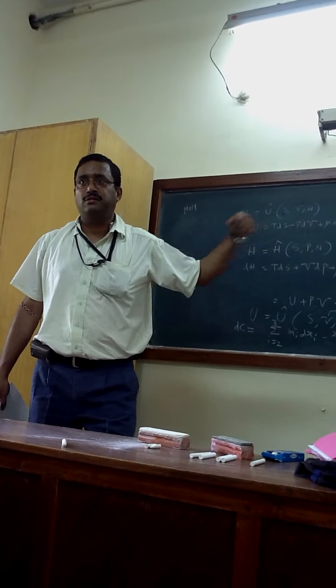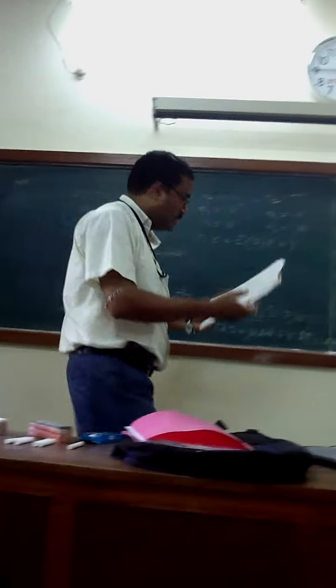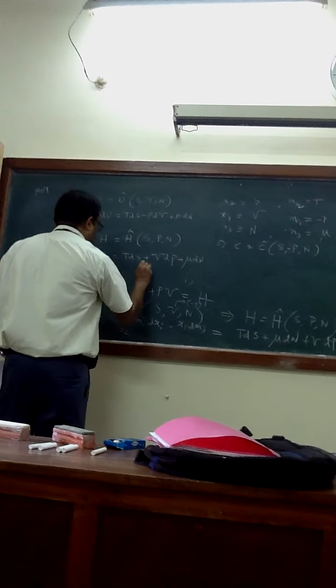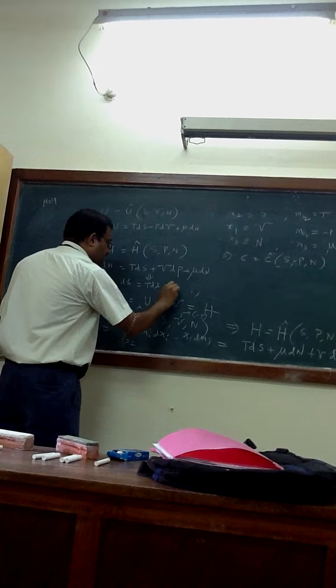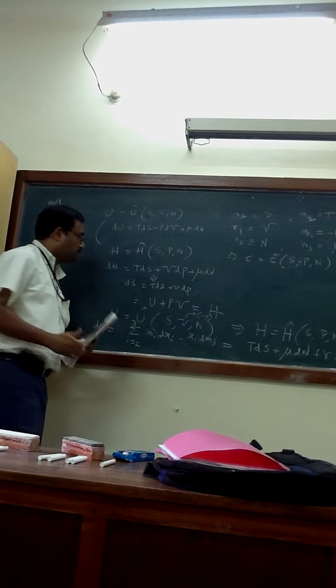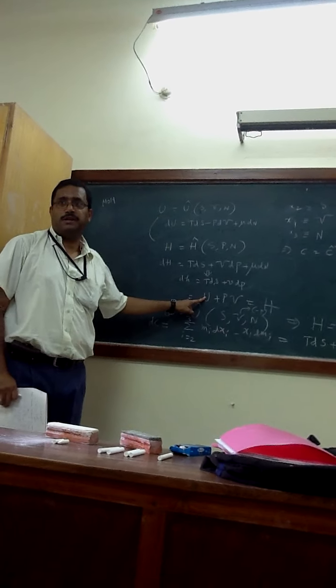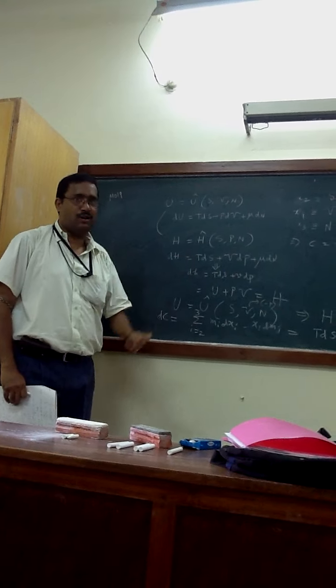Okay? So from here we can also write dH equals TdS plus VdP. How to prove it? From here, we have done it. And you can combine the first and second law.